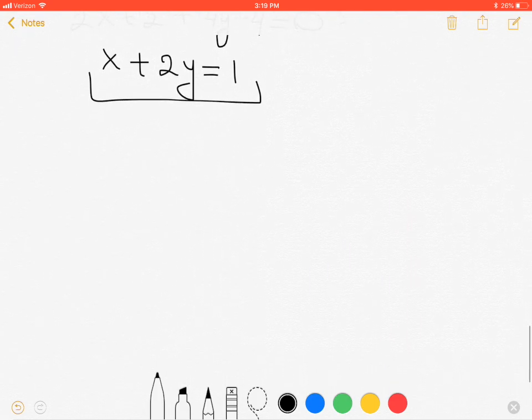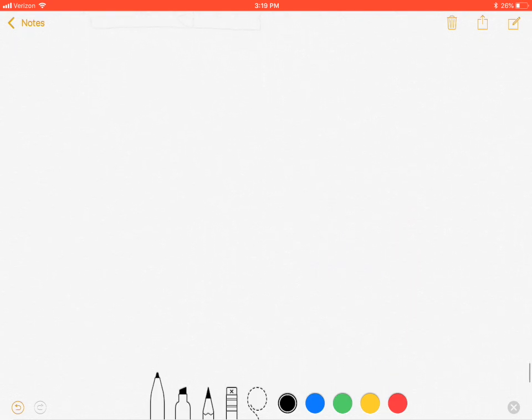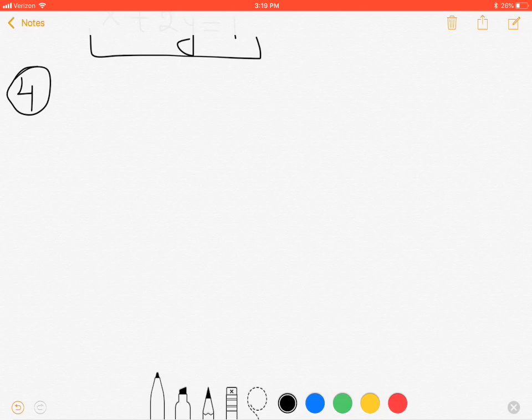Okay. Next question. Question number 4. Here, find the unit tangent vector for the curve. Okay. Given a curve and a given point, let's say our curve.